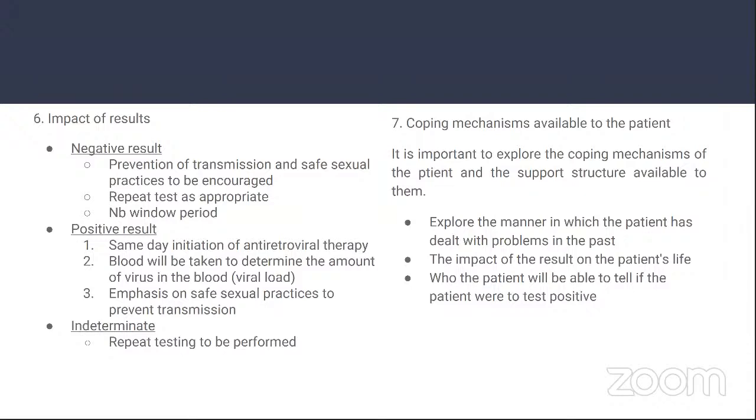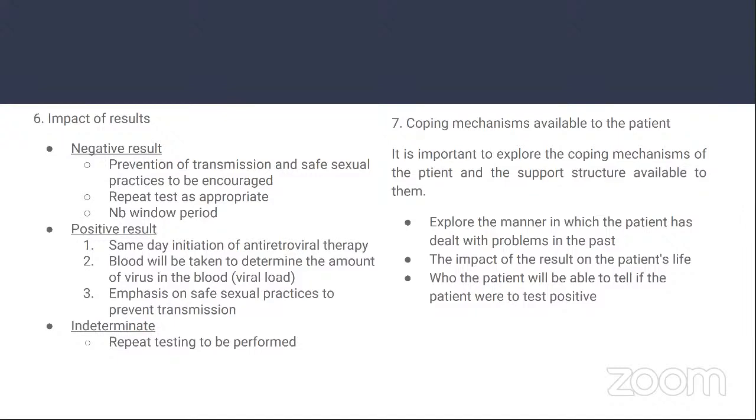For positive tests, there will be same-day initiation of ARVs, bloods will be taken, and then we need to emphasize safe sexual practices and healthy lifestyle choices to prevent transmission. And then, as I said earlier, an indeterminate test will require repeat testing. So, exploring the coping mechanisms of patients. This is important because we want to know what the patient has available and what support the patient has.